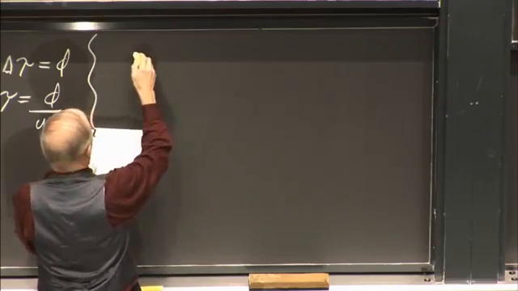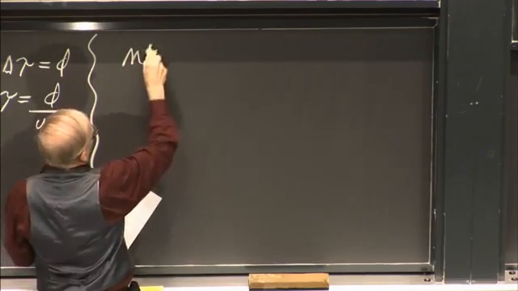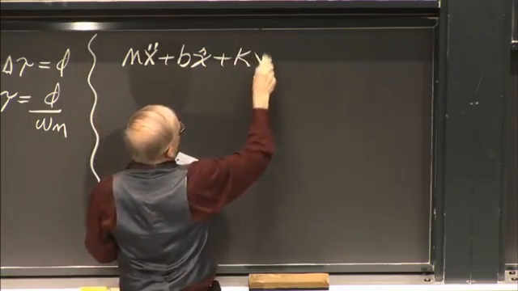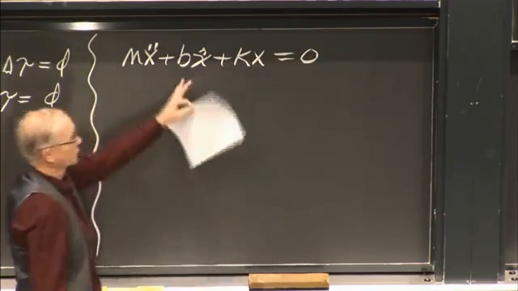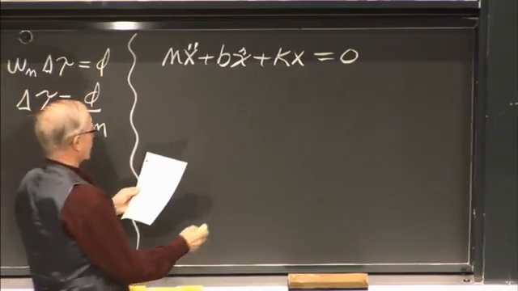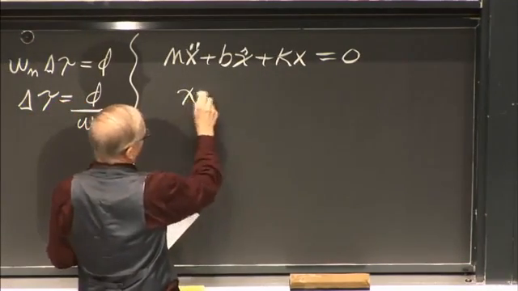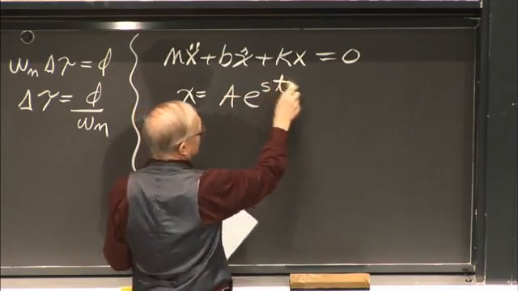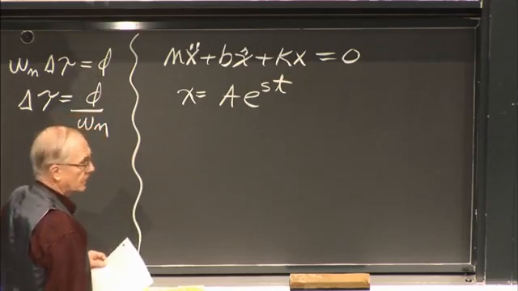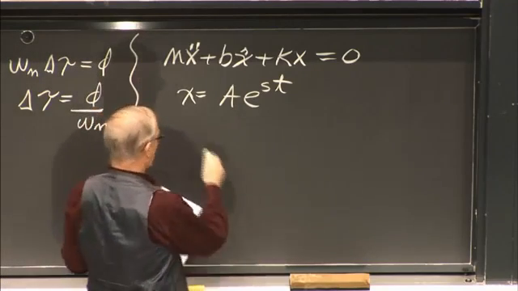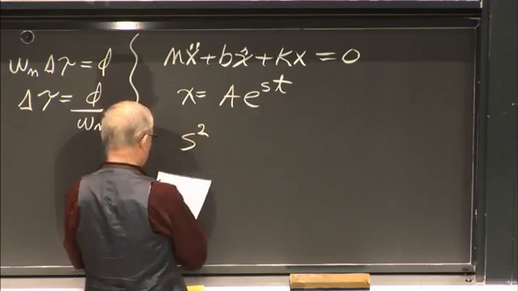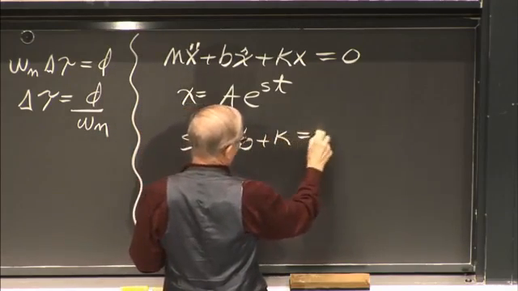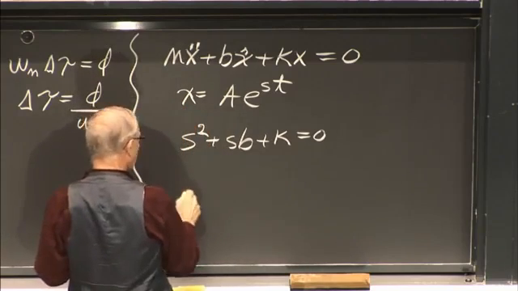But let's start off with our homogeneous equation here. And I'm looking now for the response to initial conditions with damping. You've done this in 1803. You know that you can solve this by assuming a solution of the form A e to the st, plugging it in, which gives you a quadratic equation that looks like m s squared plus b s plus k equals 0. This has roots.